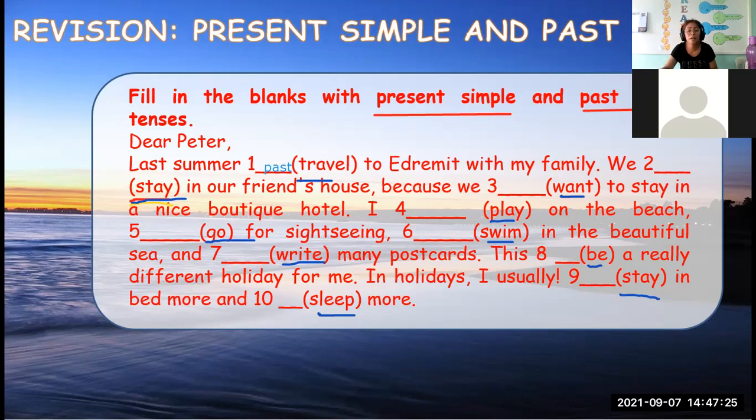Okay, listen, wait for a moment. Ben, you will answer here, example. Last summer, you will write last summer. This is past tense. So you will write travel, example. You will add D or ED because it's past tense, it's summer. Okay, next. Last summer, I traveled to Edremit with my family.